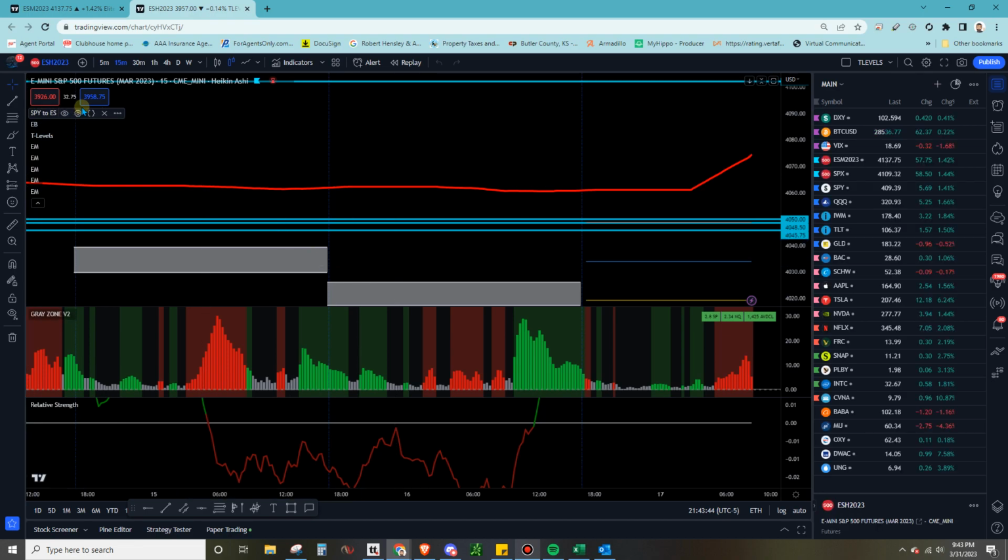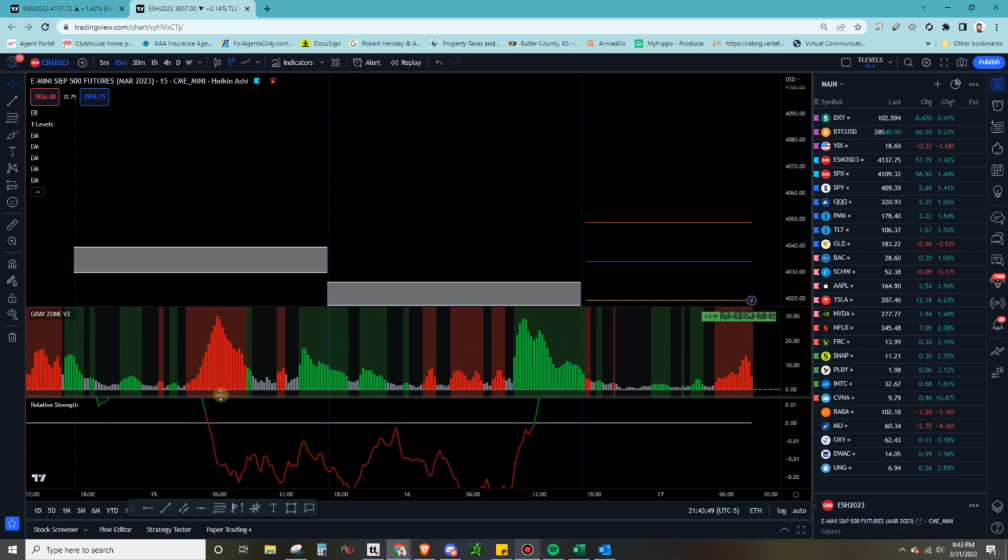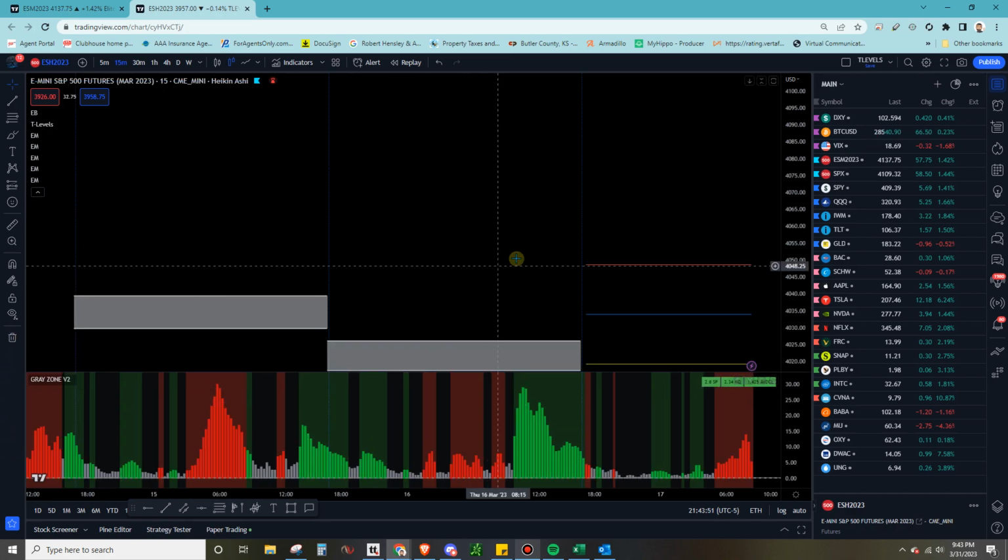Let me make sure I can get it set up here. Oh yeah, I do have it here. TLevels. Make sure we got everything off of here. Gray zone.